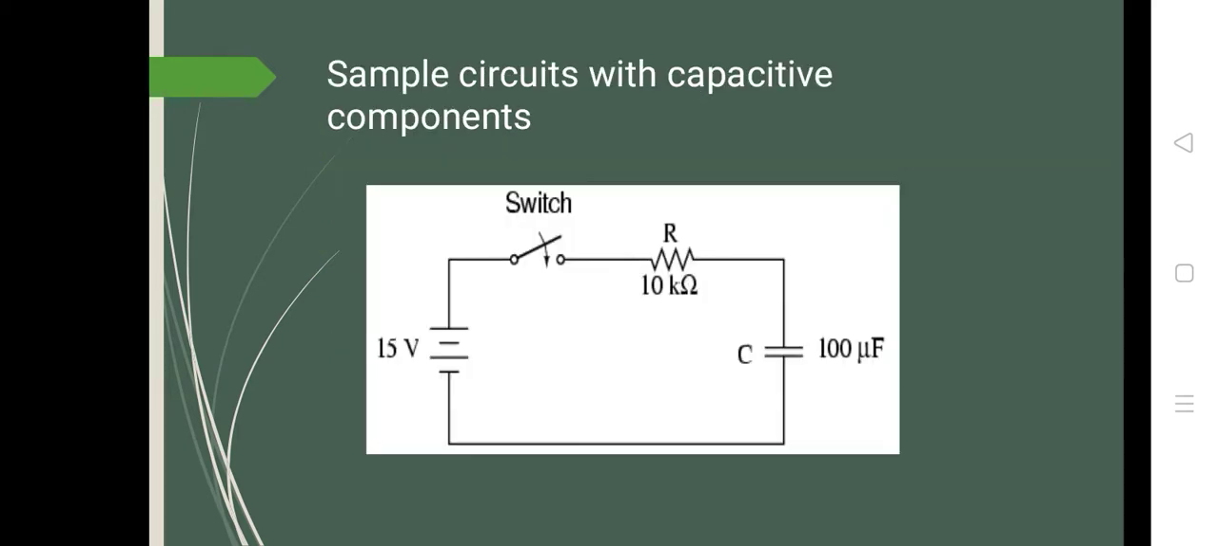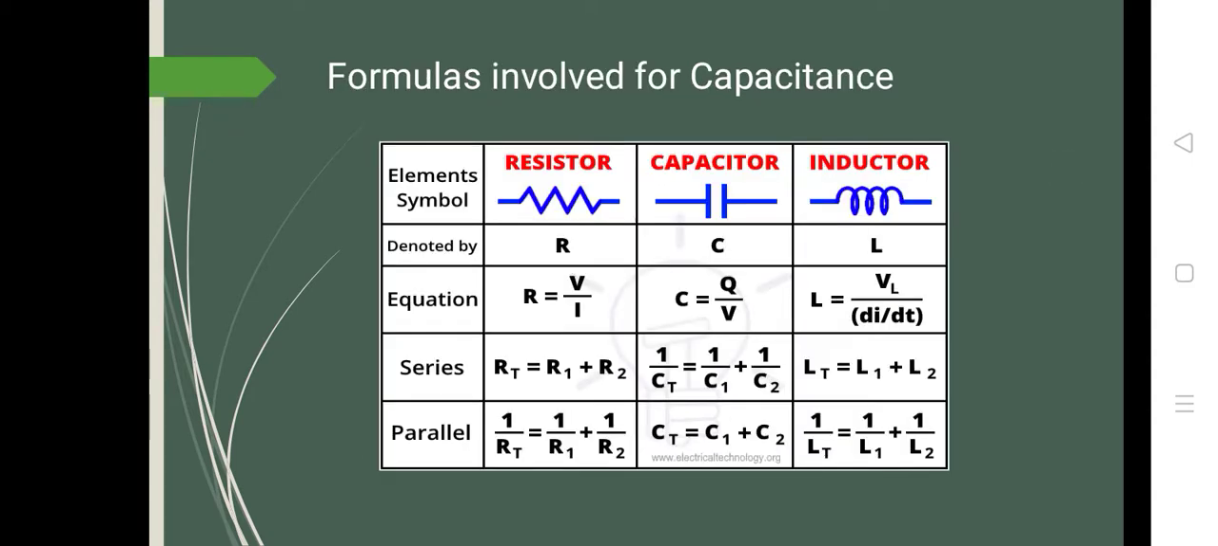So, sample circuits with capacitive components. Here we have the supply of 15 volts, the switch, the resistor, which is in kilo ohms, and the capacitor of 100 microfarad. So, formulas involved for capacitance. This is the formulas involved for capacitance. In a circuit, a series has different laws for these equations.